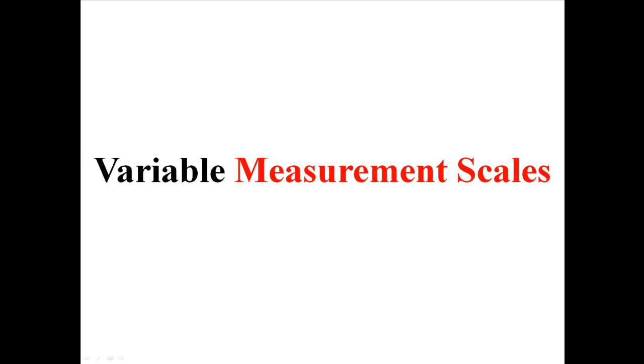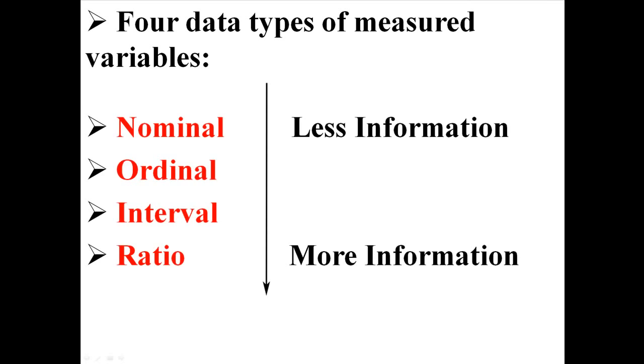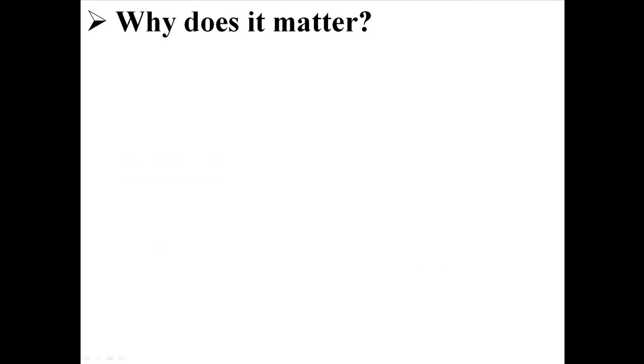Now I'm going to be talking about variable measurement scales. There are four data types of measured variables: nominal, ordinal, interval, and ratio. As you move downwards in that list, the data you're collecting starts to contain more information. That might not make sense now, but as we get into it, it'll start to make more sense.